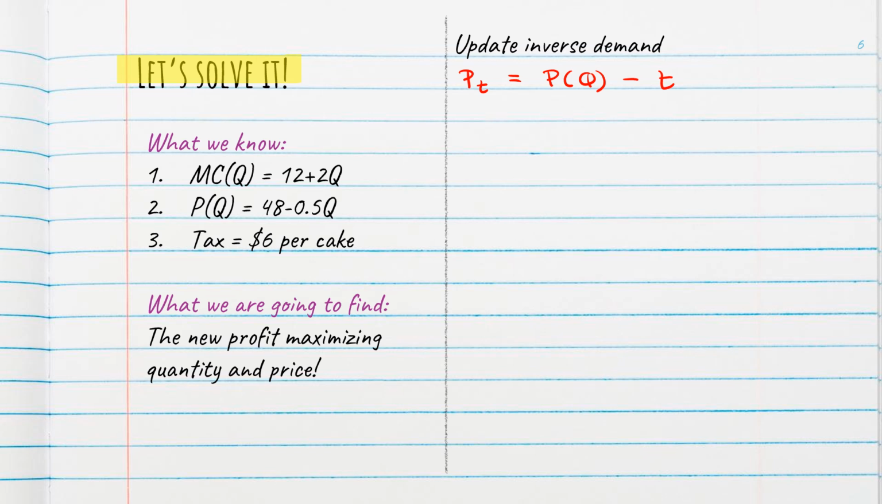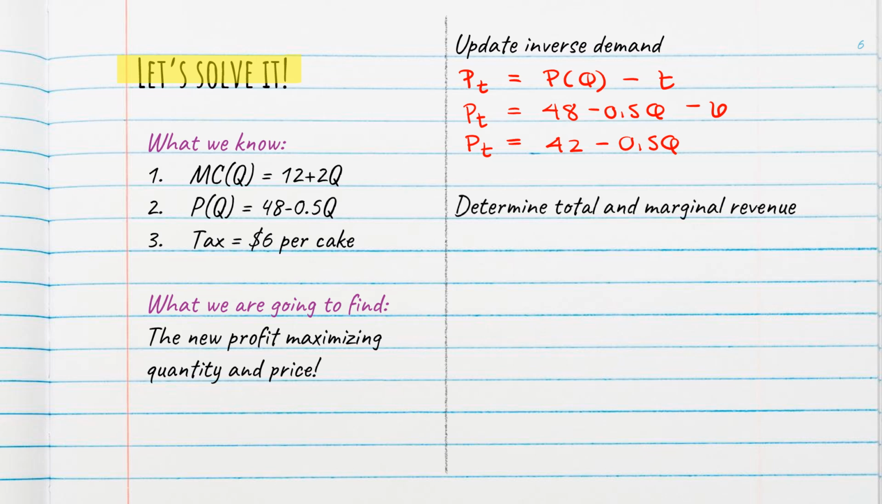Visually, this is us shifting demand down to reflect the effect that the additional cost has on buyers. So applying what we know, the inverse demand under the tax will be 48 minus 0.5Q minus the tax, which is $6. Final update gives that the inverse demand under the tax is 42 minus 0.5Q.